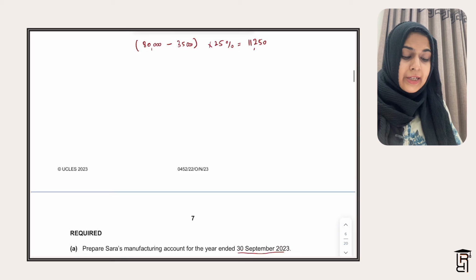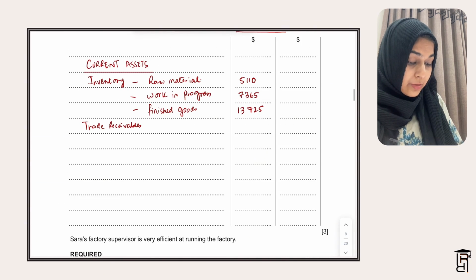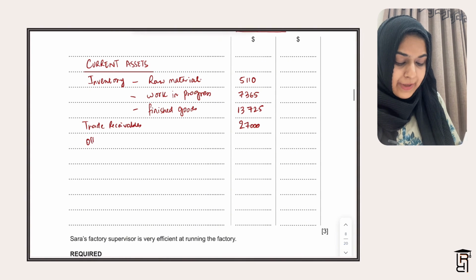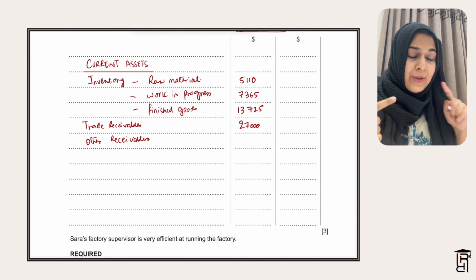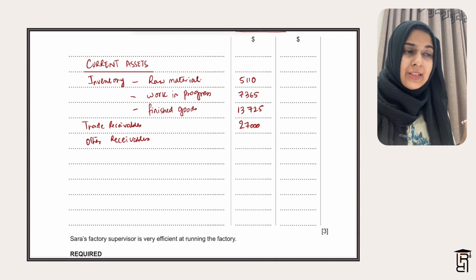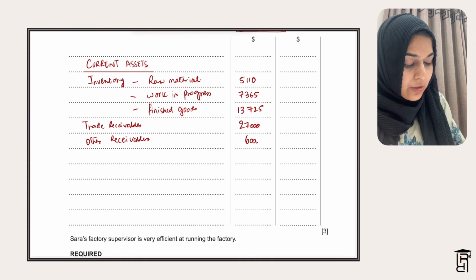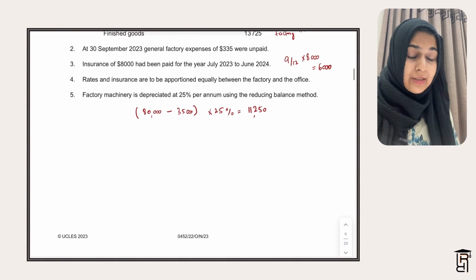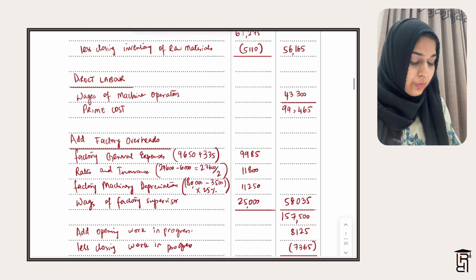So trade receivables you directly pick from the question. We have trade receivable here 27,000. So I write it here 27,000. Then we have other receivables. Other receivables is prepaid expense. So actually other receivables are of 2 types. One is prepaid expense and the other is owing income. So if you pay for the future expense, now you'll receive the service. So this is your other receivable. So I write here 6,000. I know from the question that 6,000 was my insurance, which we had paid for 9 months extra. So we had calculated 6,000. So we record this as 6,000.